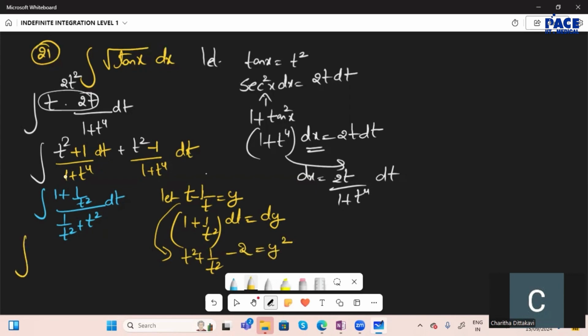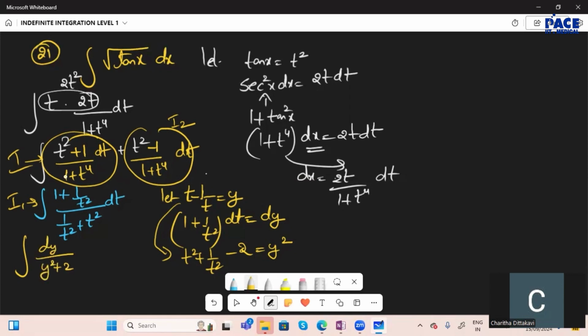Right. So now rewrite the first part. I will consider this as my first part I1 and that as my second part I2. So I1 only is what I am solving now. Now my numerator is 1 plus 1 by t square dt, which is nothing but equal to dy upon y square plus 2, which I will write like y square plus root 2 whole square. The reason is the formula 1 by a square plus x square.